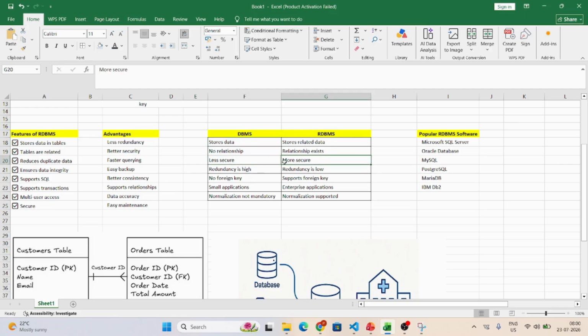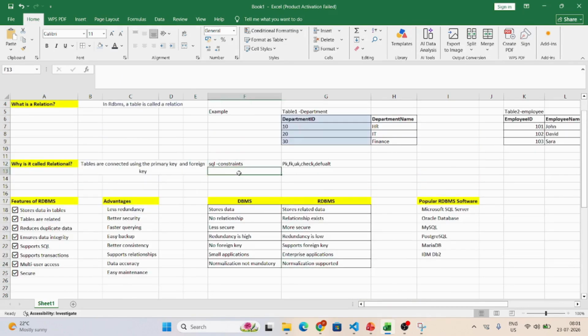Less security versus more security. Why? Because there is no relationship and no format. Redundancy is high versus redundancy is low. No foreign key versus supports foreign key. Small applications versus enterprise applications. Normalization is not mandatory versus normalization is supported. Normalization will come again when we see the SQL topics, and we will go through it in depth at that time. Normalization maintains the data in a structured way.